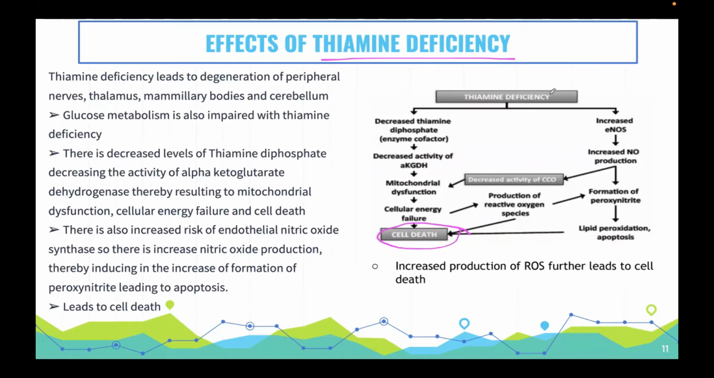Kasi po, ang ating thiamine, okay, pag nagkaroon ka ng decreased thiamine diphosphate, okay, as it is a form of your thiamine, ang kasunod doon, magkakaroon ka na ng decreased activity of your alpha-ketoglutarate dehydrogenase. Kasi nga po, it serves as an enzyme cofactor. So, ang kasunod doon, decrease na yung activity mo ng alpha-ketoglutarate dehydrogenase. So, kasunod doon, magkakaroon ka na ng mitochondrial dysfunction. So, hindi po natin gusto magkaroon ng mitochondrial dysfunction that can lead to cellular energy failure.